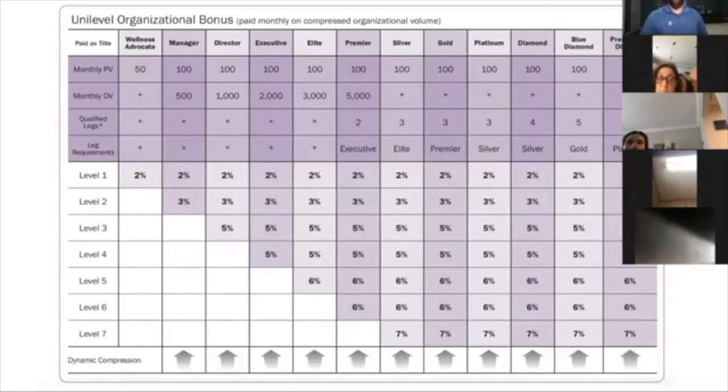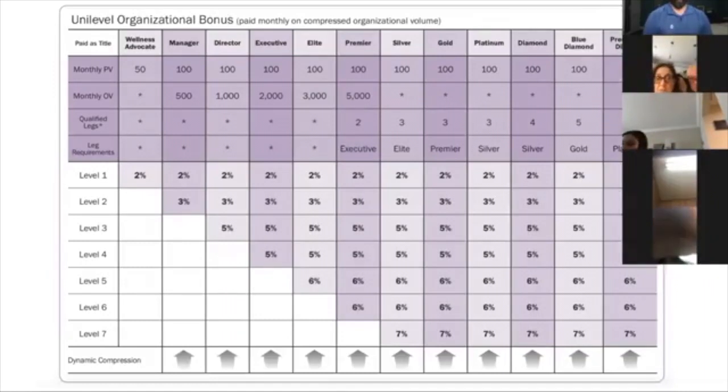And this is basically giving you an idea of how you determine what percentage you're paid from where. Across the top of the screen, you can see where it says paid as title, and it gives you the different ranks. For each percent that's paid out, there is a rank requirement, and then there is also a volume requirement.